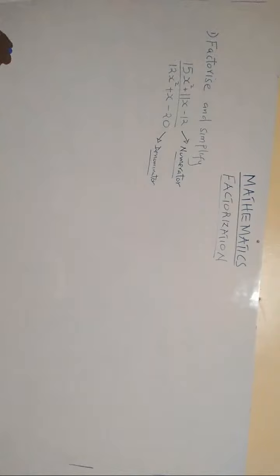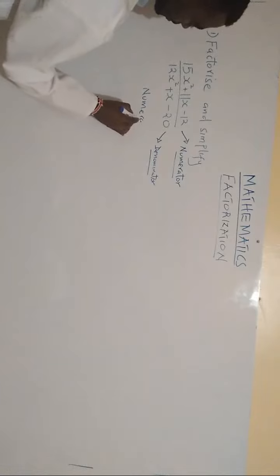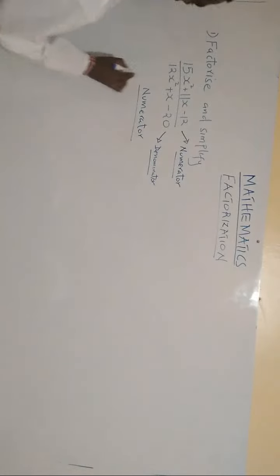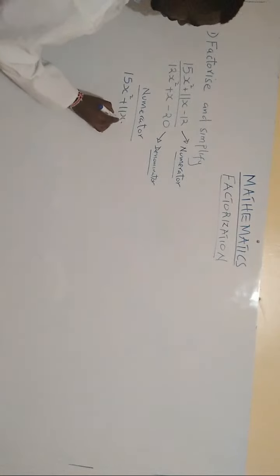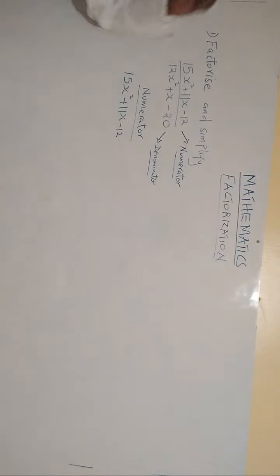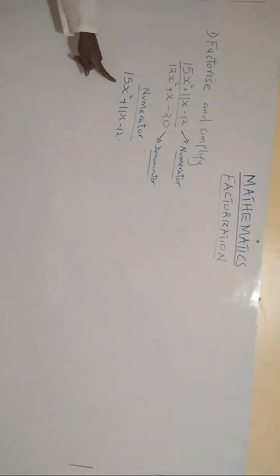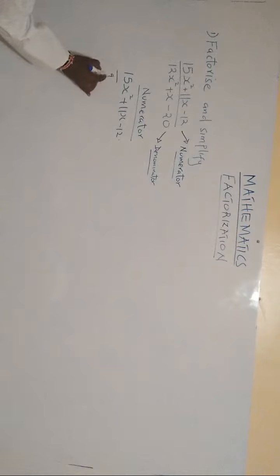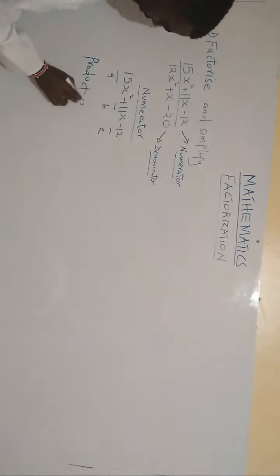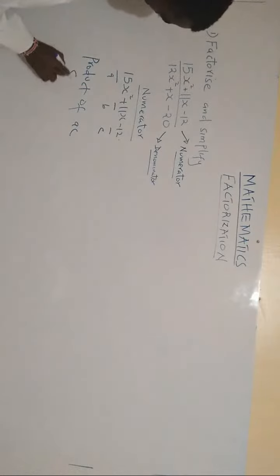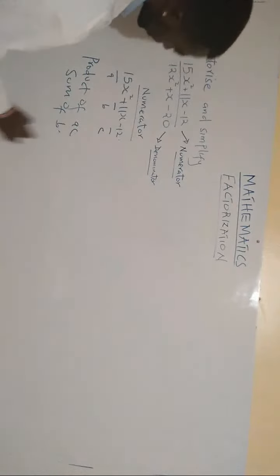In such cases, what we normally do is work with the numerator first. In our case, our numerator is 15x squared plus 11x minus 12. We are told to factorize. When we are told to factorize, we write this equation in this form. We assume this is A, that is B, and that is C. So we get the product of AC, and we get the sum of B.